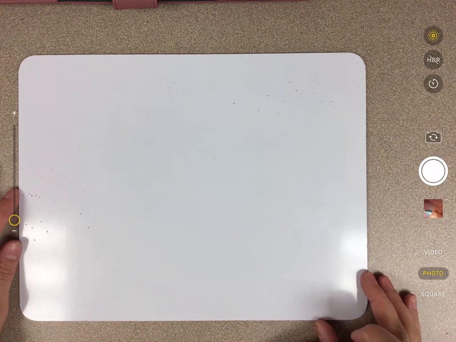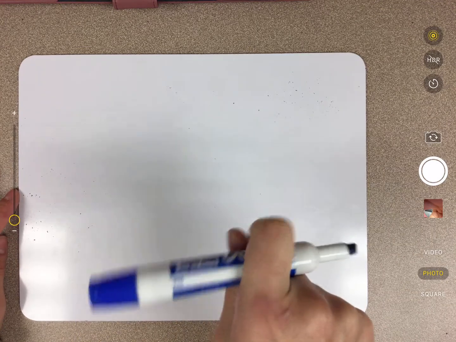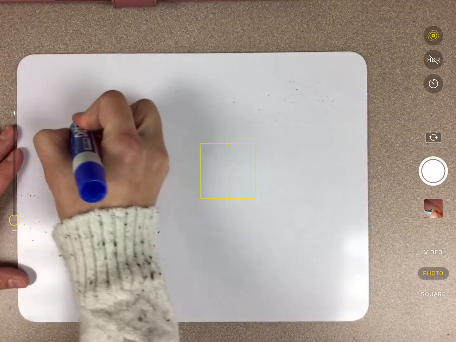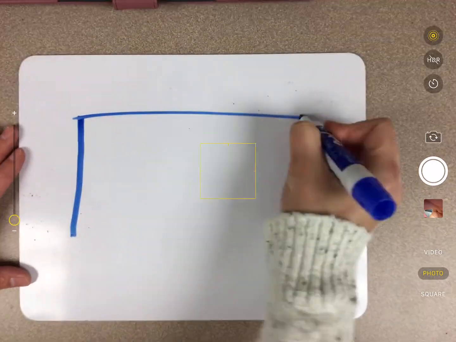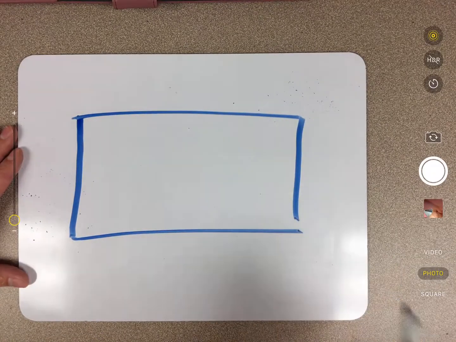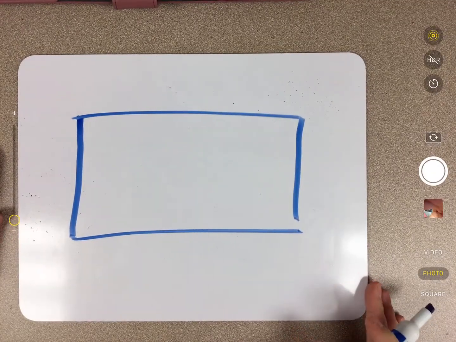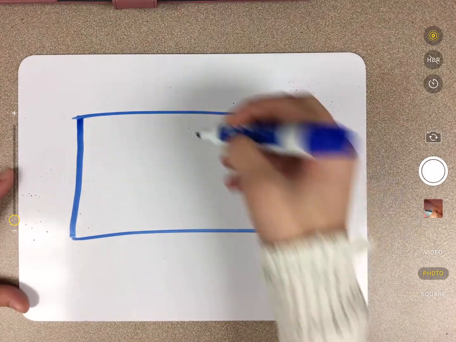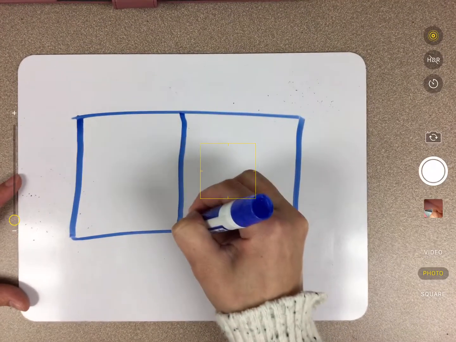I want you to get out your whiteboard and your whiteboard marker. Now, I want you to draw a rectangle like this. Now, I want you to divide your rectangle into 2 equal parts, like that.